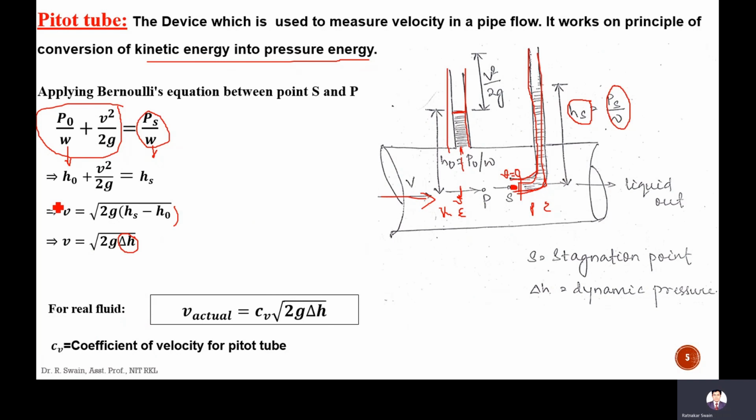For a real fluid, since there is loss, we have not considered it. We have assumed that the fluid is ideal, but the fluid which we see in reality is called real fluid, which is different from ideal fluid. So there will be some loss. So the actual velocity will be Cv square root of 2g delta H. This is the theoretical velocity, but the actual velocity will be a little less than the theoretical velocity. Let's say this Cv, the coefficient of velocity, is multiplied with the theoretical velocity, and that Cv is called the coefficient of velocity for the Pitot tube.